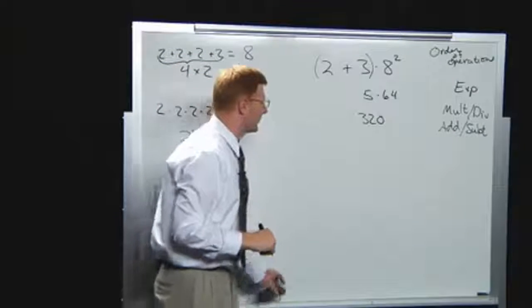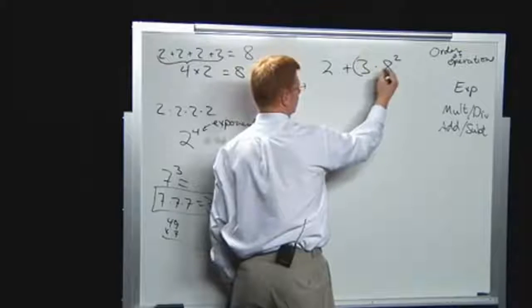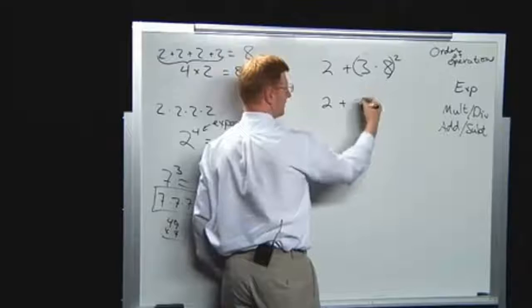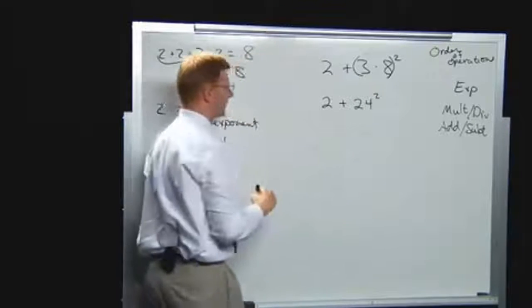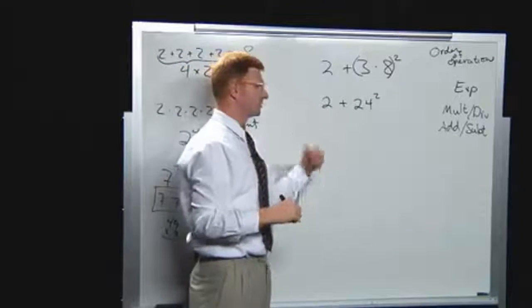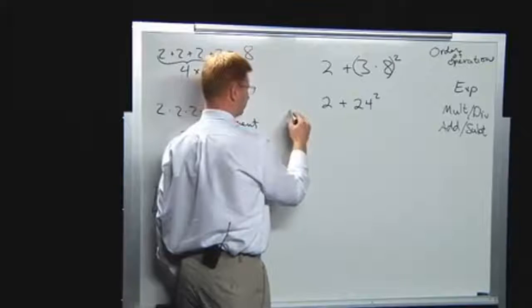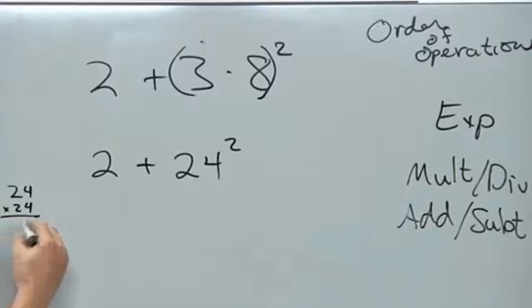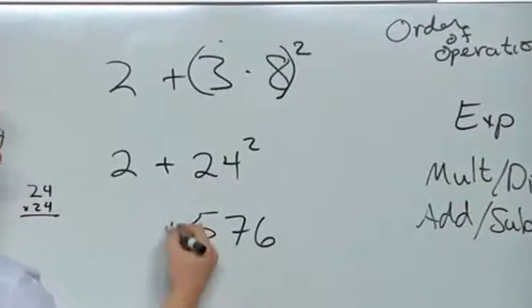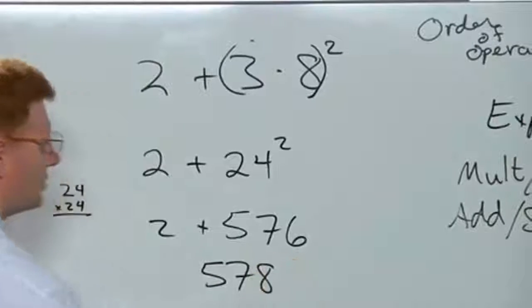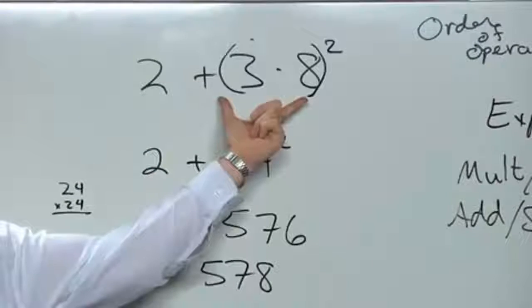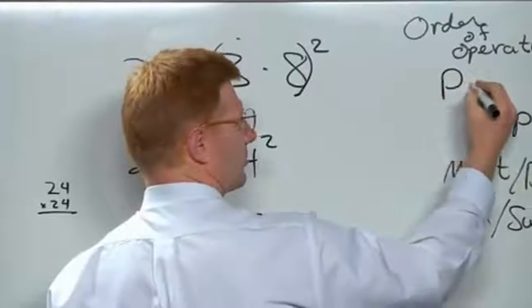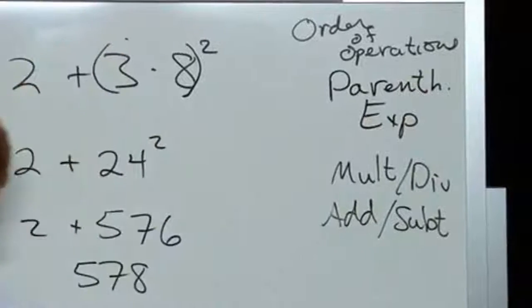We could put it in a different way. We could do something like this. That would be 2 plus 3 times 8 is 24 squared. So we have 2 plus 24 squared. Have to go 24 times 24. And you end up with 576, 578. So you know that the grouping symbols we have here can change the outcome of the number. So you need to make sure that if there are any parentheses, we take care of those first.